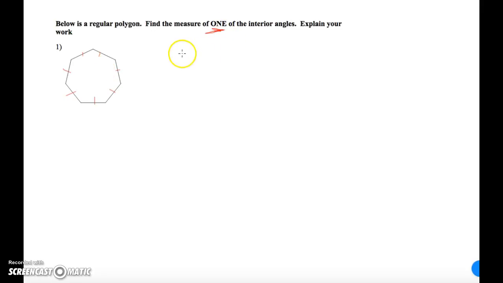So the formula to find the sum of the interior angles. Sum of interior angles is 180 times n minus 2, where n is the number of sides that we have.